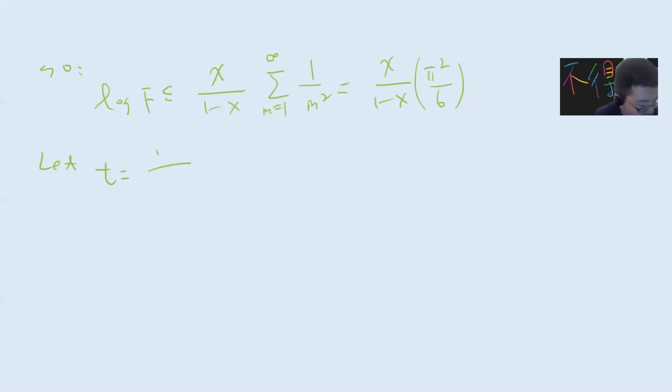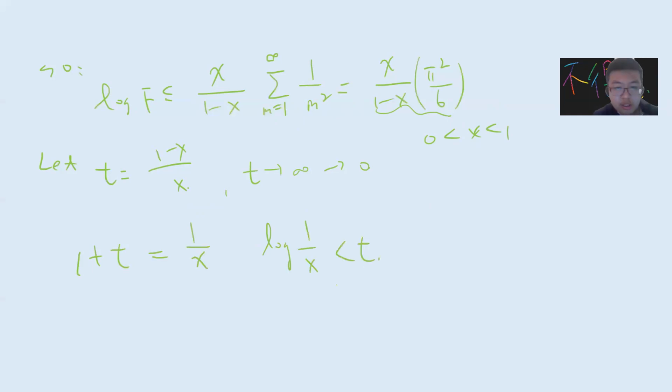Let's let t be (1 minus x) over x. Since x goes from 0 to 1, t can go from infinity to 0. Our goal is to find a way to estimate this. Well, this is not difficult, because what is 1 plus t? It's just 1 over x. So this tells me that log 1 over x is less than t.